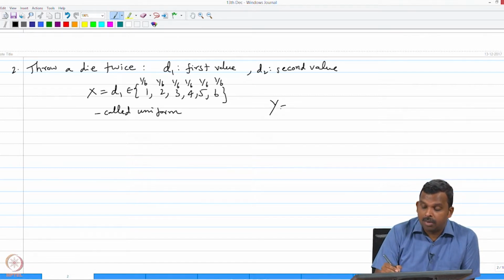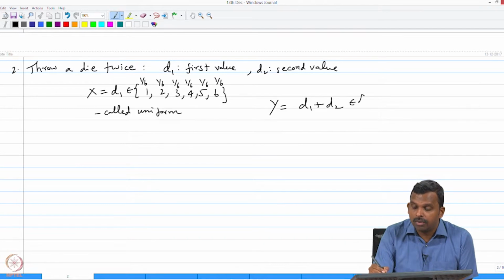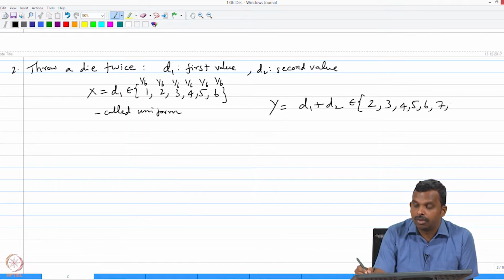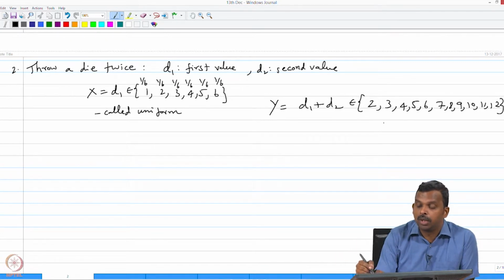I might want to define a random variable which is, let us say, d1 plus d2, the sum of the 2 values. Now, what are the values that this can take? It can take 2, 3, 4, 5, 6, 7, 8, 9, 10, 11, 12. Could be anywhere from 2 to 12. And you can think about trying to compute this probability.